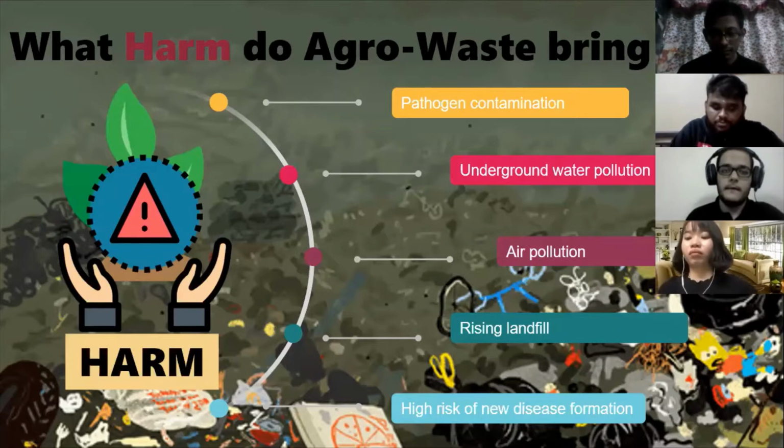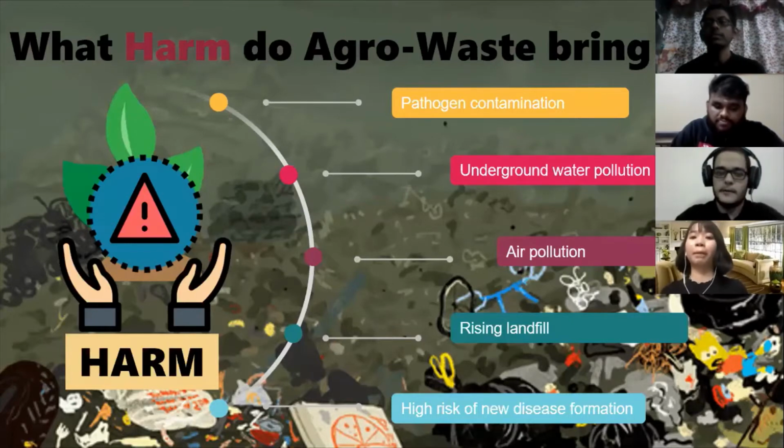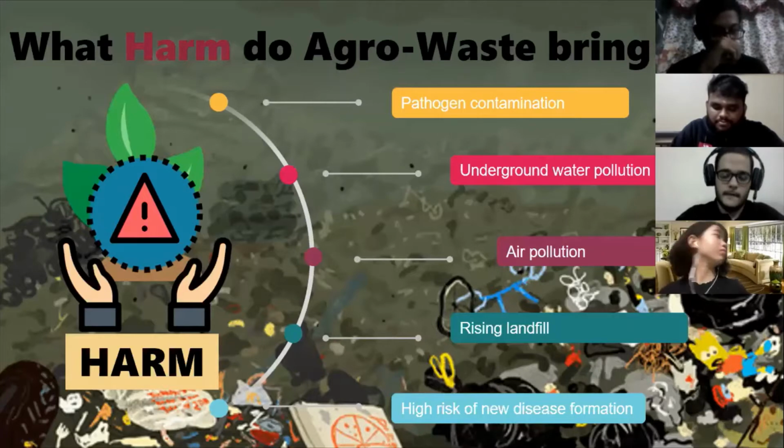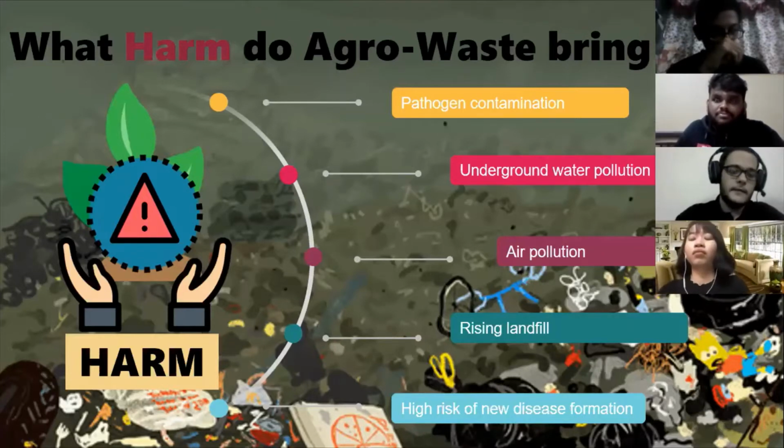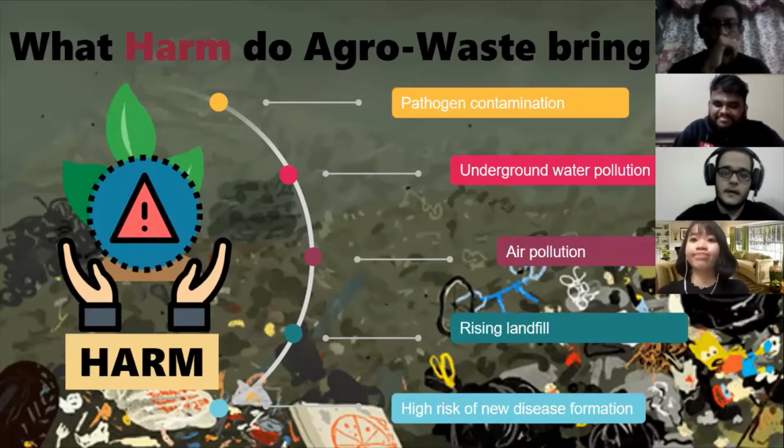The third type of harm we have is air pollution. As Mathish has said, some agro-waste does cause air pollution. The main sources are animal manure and rotten food, because the bacteria and microbes in the rotten food, or basically the agro-waste, will respire either aerobically or anaerobically, producing greenhouse gases such as methane or carbon dioxide.